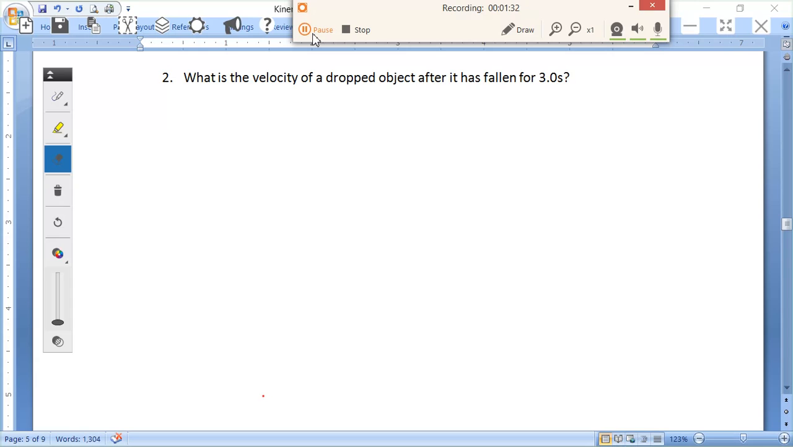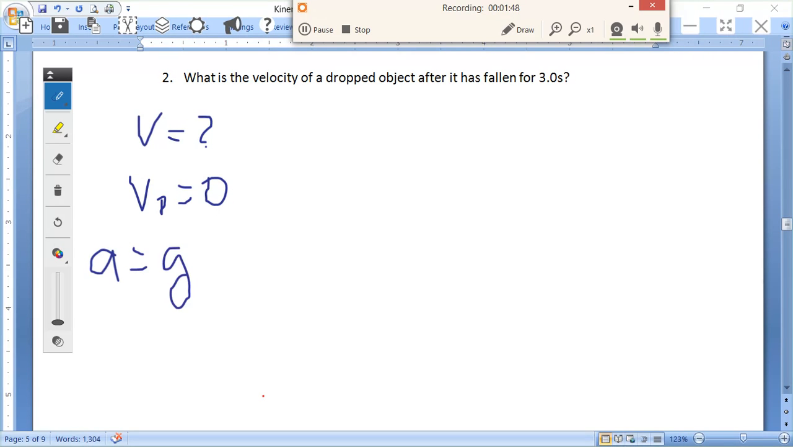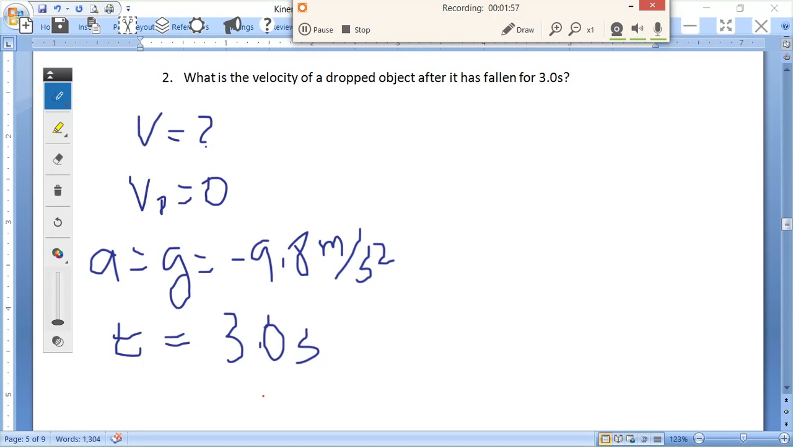Problem number 2. What is the velocity of a dropped object after it's fallen for 3 seconds? So we're looking for v, and that's our question mark. v0 is equal to 0 because I'm dropping it. My acceleration is equal to gravity, which is equal to negative 9.8 meters per second squared, and time is equal to 3.0 seconds. Using the first kinematics equation, it looks something like this to start with.